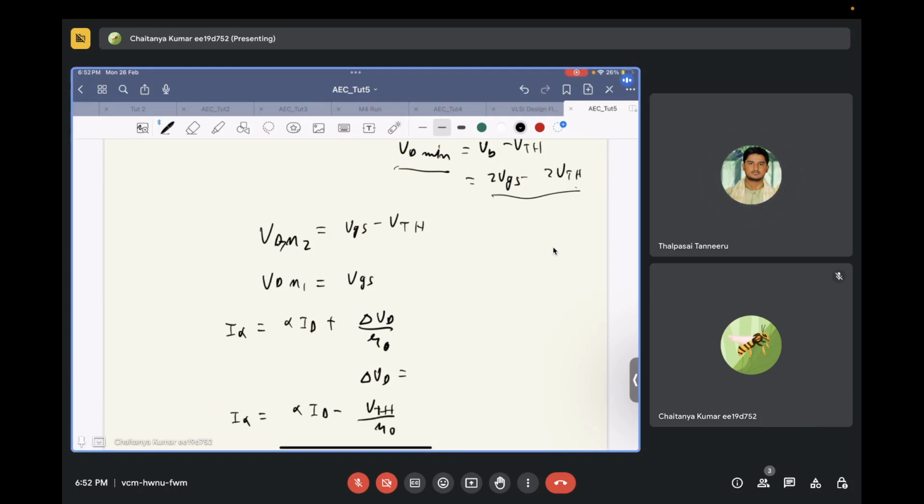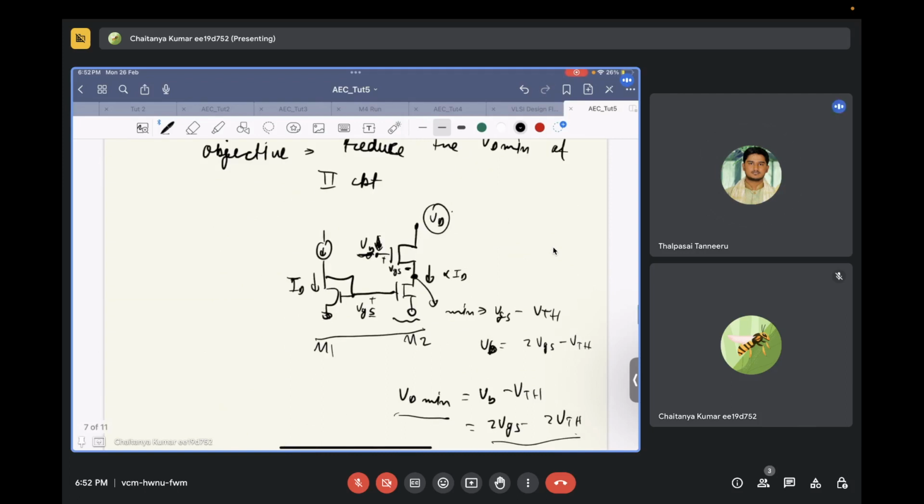So now, initially you said that you wanted less error in the current source, but now again you have introduced error in the current source. Yes, sir. The purpose is exactly mirroring the current, no? And then your purpose is defeated.